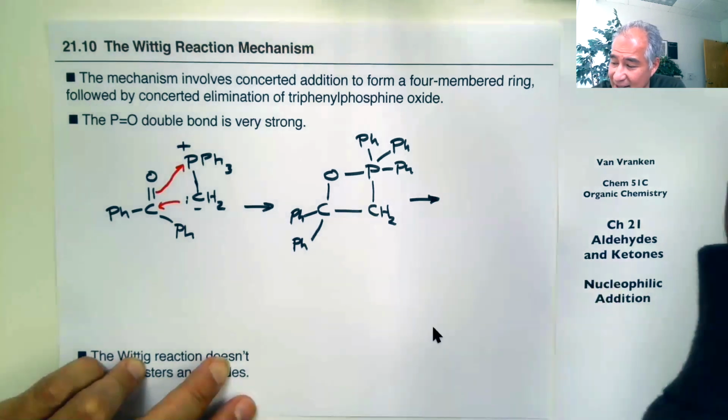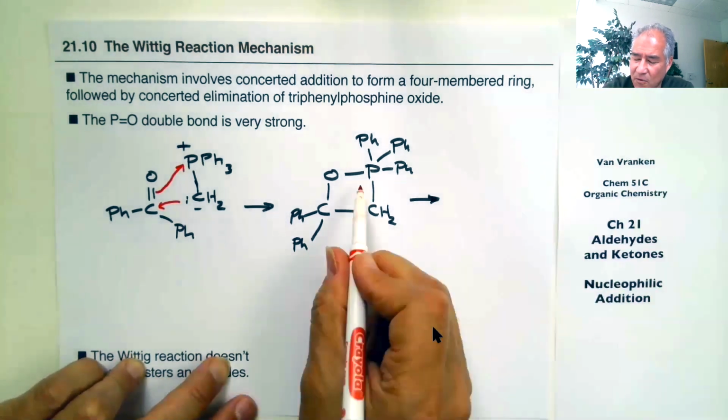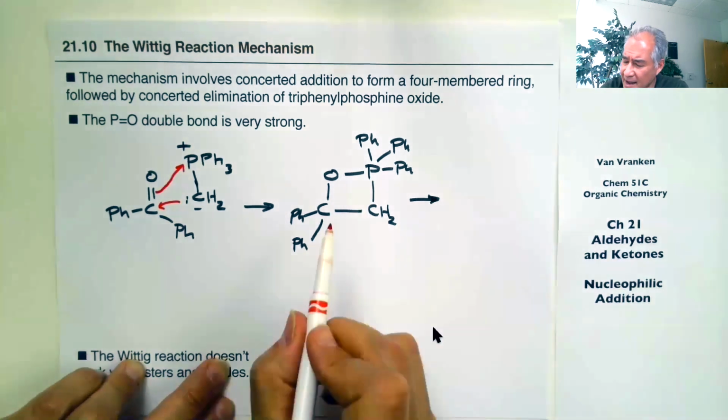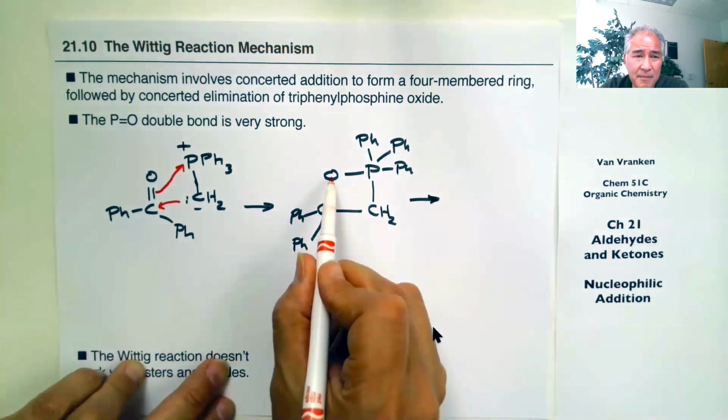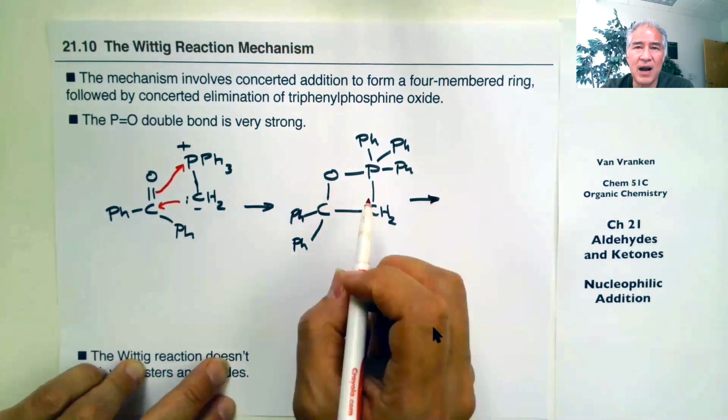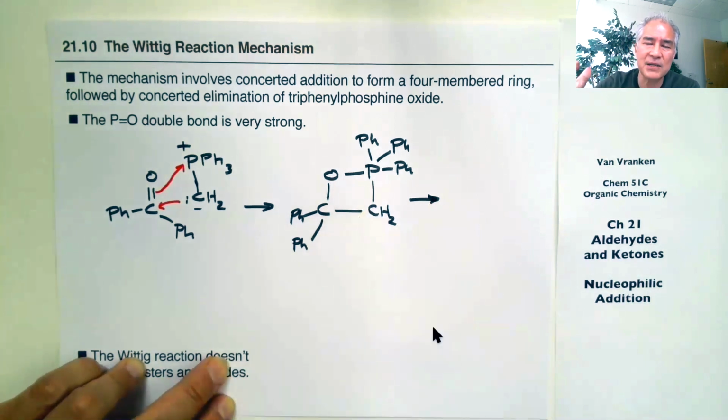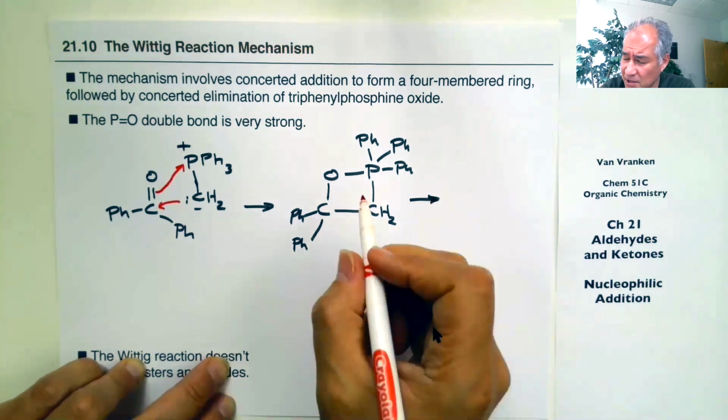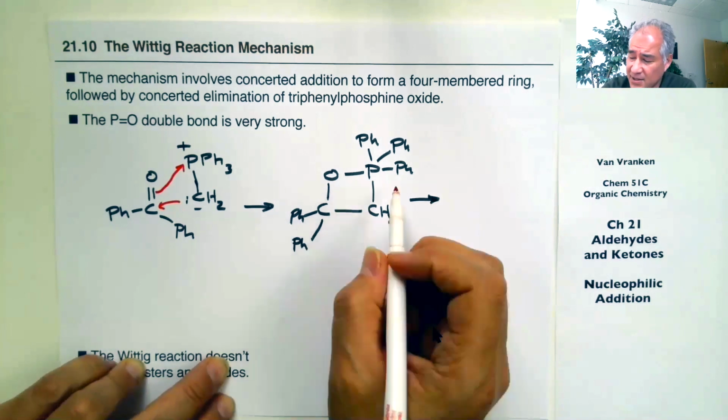There's ring strain in that 4-membered ring, and this P really wants to be on its own. It wants to leave as a P double bond O. In so many reactions in organic chemistry, the main driving force that we're using to drive the reaction forward is formation of PO double bonds. That's why DNA is stable.